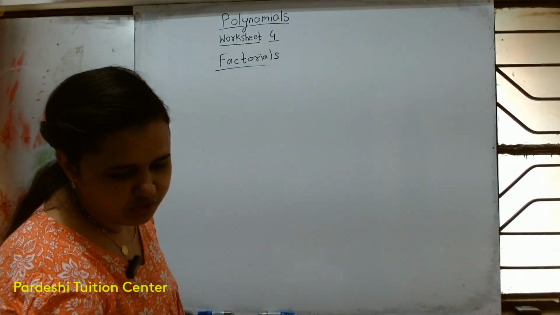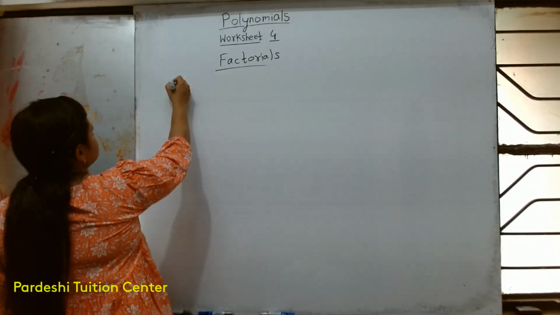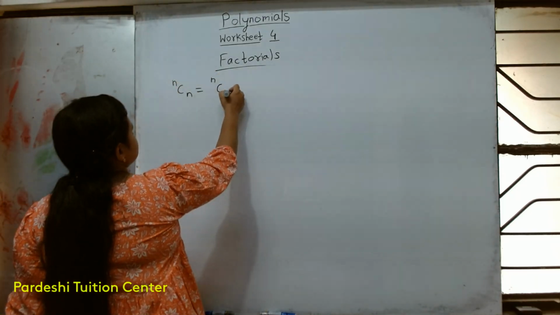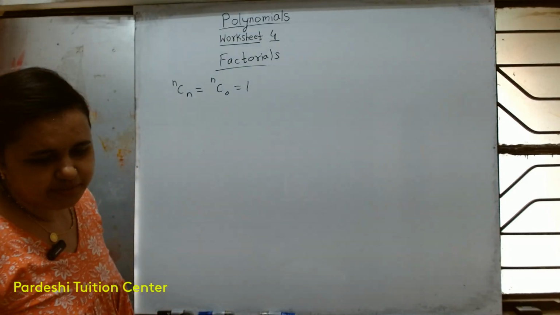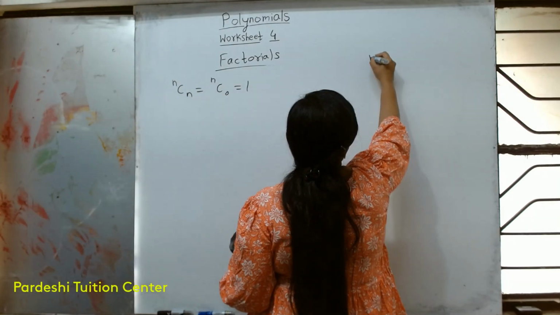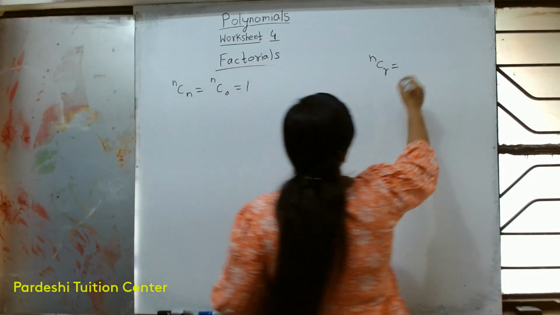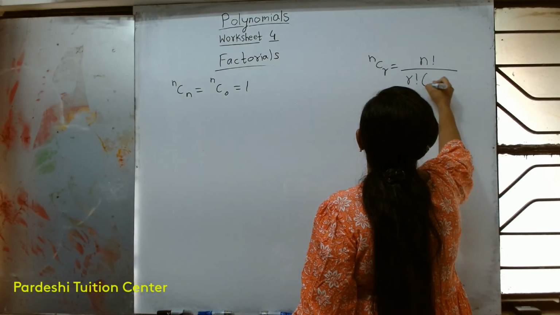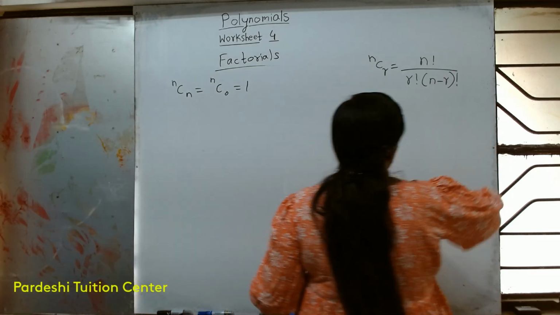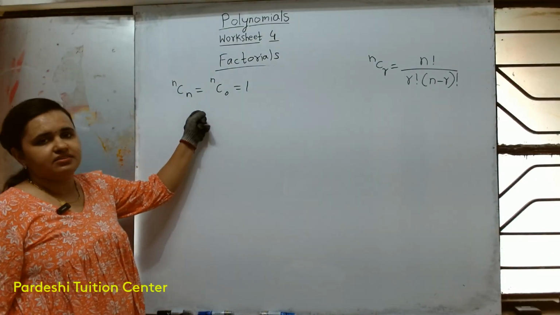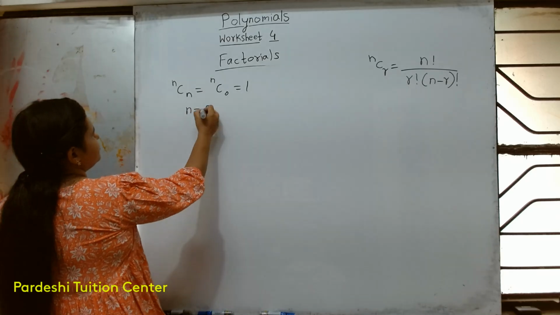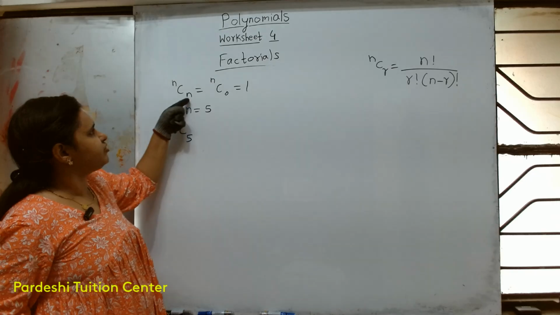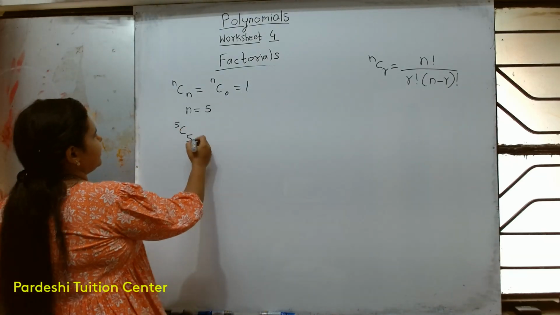Now our second formula is nCn equals nC0 equals 1. I write the basic formula here, it will be used in every problem. What is nCr? It was n factorial upon r factorial into (n minus r) factorial. Now nCn, if I take n equal to 5, it will be 5C5. Let us check it first, nCn is equal to 1, 5C5.